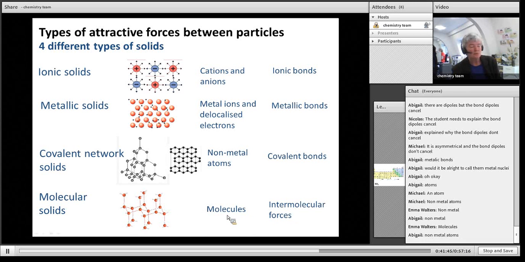Okay, so what I want to do today in the remaining 15 minutes is look at the first two, and then the next lesson I want to look at the covalent and the molecular solids, because this intermolecular forces has got quite a bit of detail.